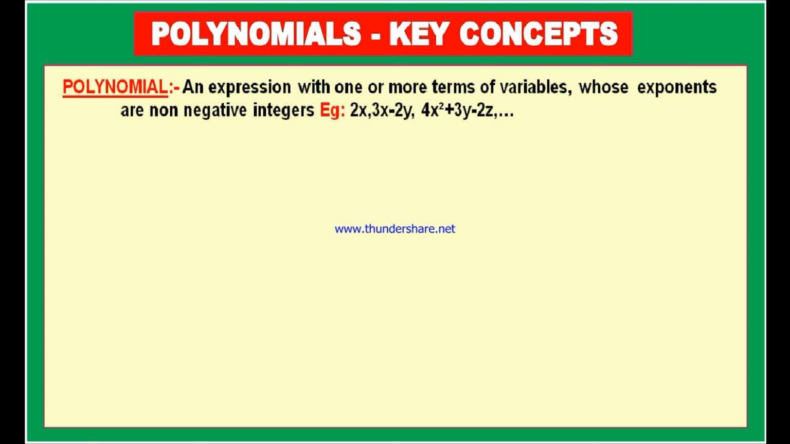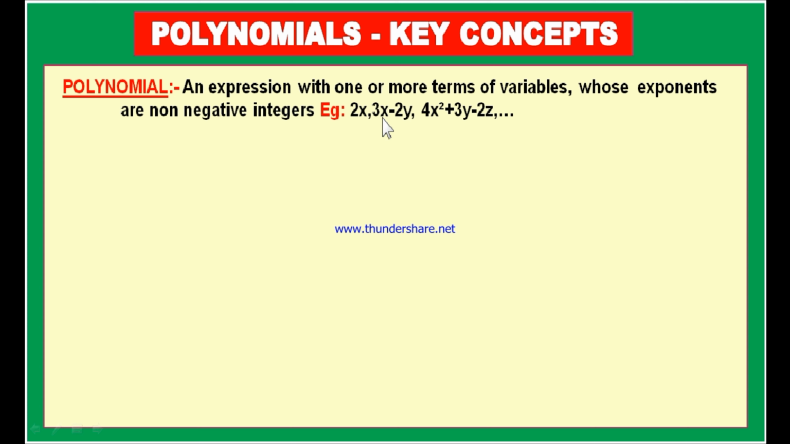You can see here an example, 2x. It is a polynomial because it has only one term with a variable x and the exponent of x is, you see students, in 2x, what is the exponent of x? There is no value in the exponent. Therefore it is 2x power 1. 2x means the exponent of x is 1. 1 is nothing but a non-negative integer, it is a positive integer. Therefore 2x is a polynomial.